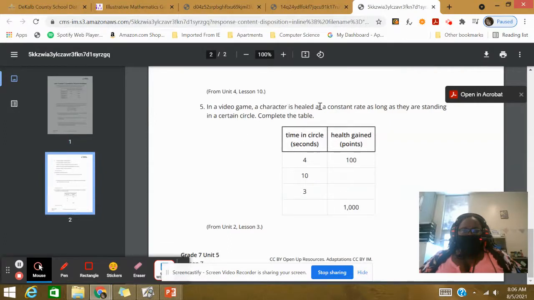In a video game, a character is healed at a constant rate as long as they are standing in the circle. To complete the table, from 4 to 100, this is like a multiplication style problem, guys. So you do not have to do question 5. And again, this will be finishing off all the cumulative practice problems before you guys get to lesson 5. If you have any additional questions, please ask me during class time.